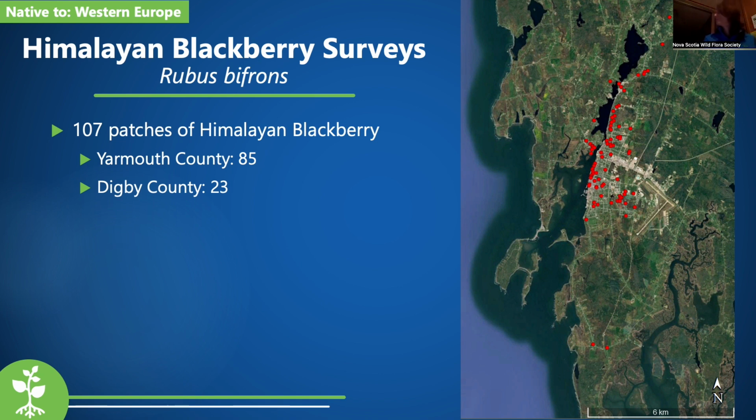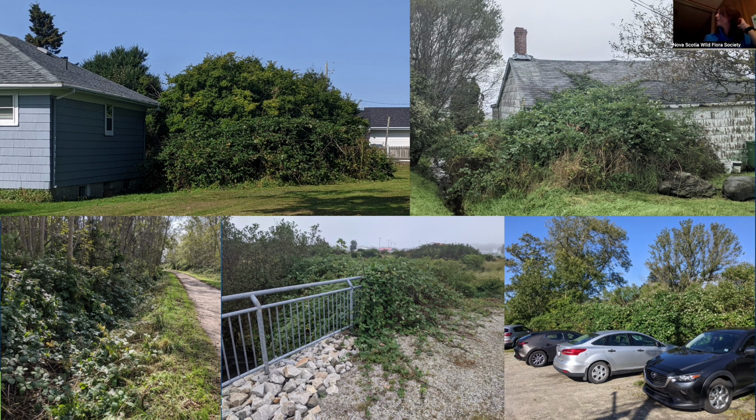You can see quite large patches of it along the Yarmouth waterfront, as well as the rails to trails moving northerly there. And here's just a few images of some of the stands or the patches that we observed. This one, you can see how large it is, growing up and over top of a shed. There it is next to a house. And then in the bottom right, behind a parking lot, it's almost double the height of those cars that are parked next to it. And in that far left is along the rails to trails, where you can see it spreading throughout that area.